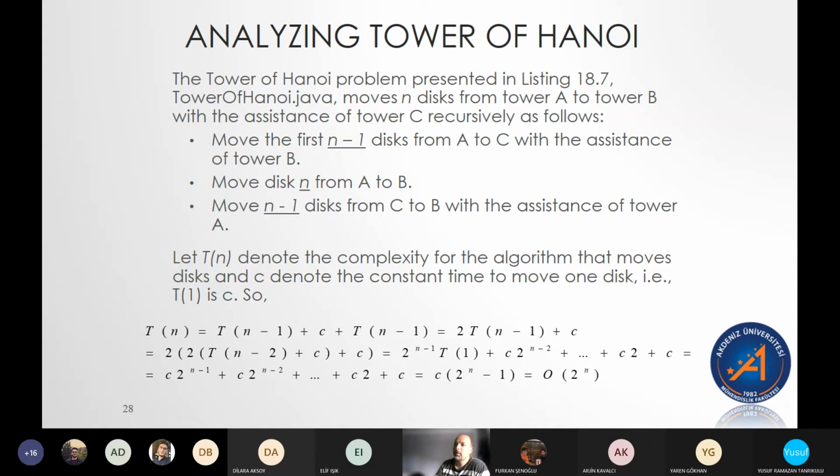All right. But was it n squared? No. It was 2 to the n minus 1. That's what it was. 2 to the n minus 1. Yeah. All right. Yeah, that's right.